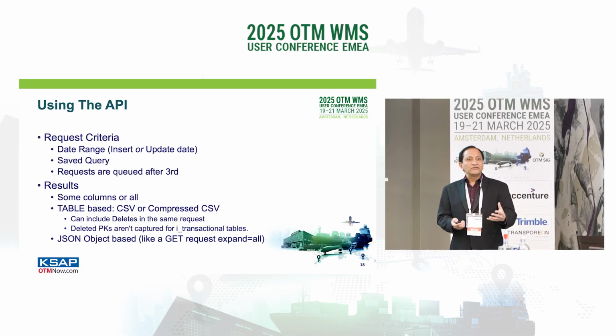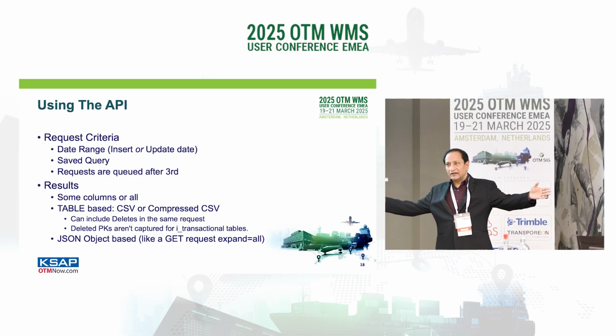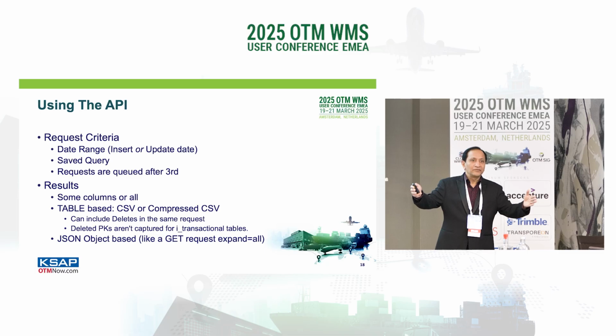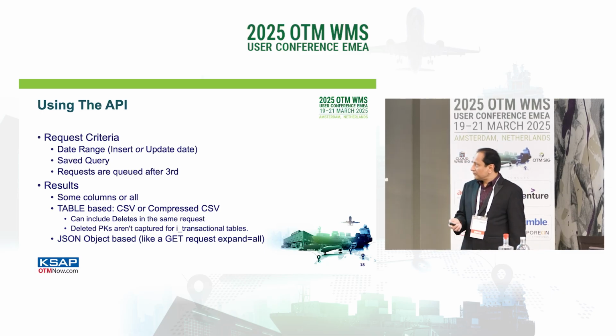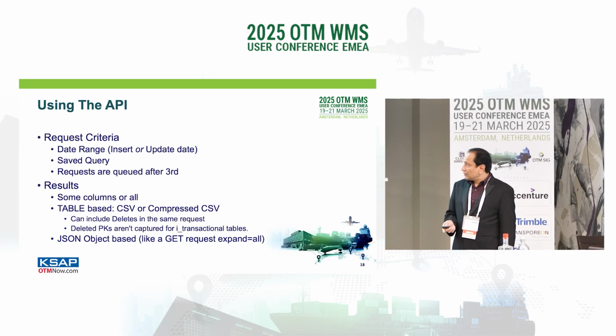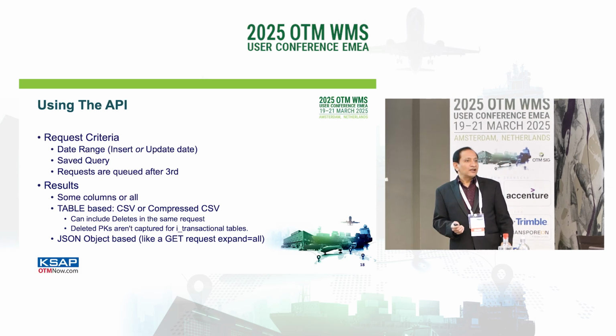So in the program that you write, you have to expect more than one part. You cannot expect all data in a large file. A 20 meg file will not come back. It will be chunked, so you have to loop through it. The deleted primary keys are not going to be captured for I_transactional tables, but typically those are never deleted anyway.